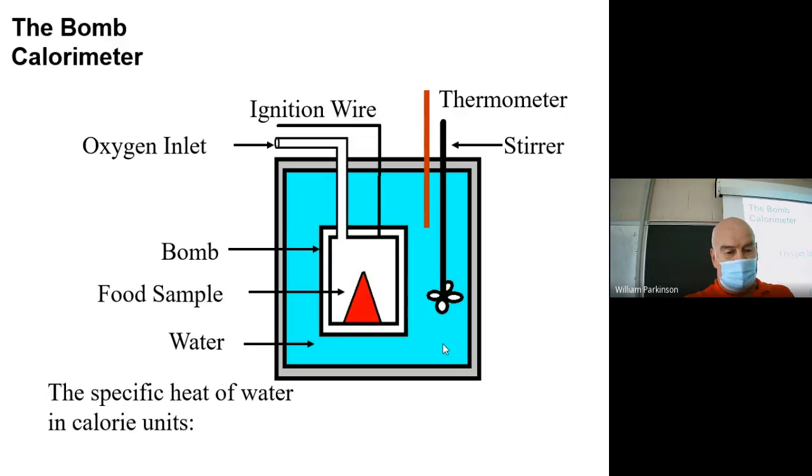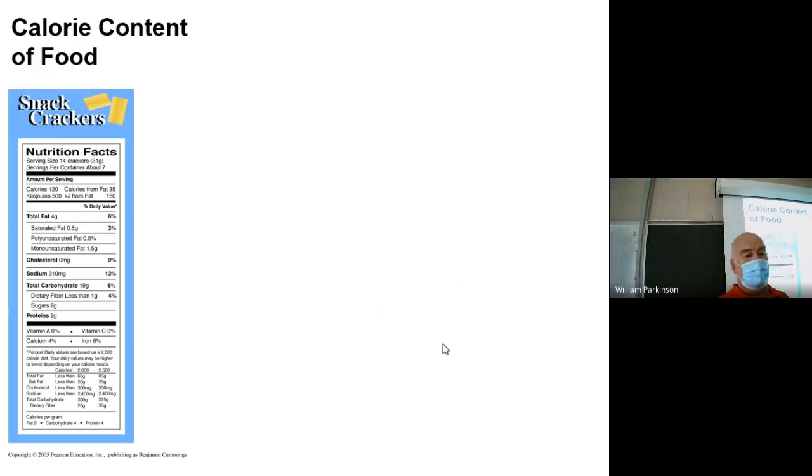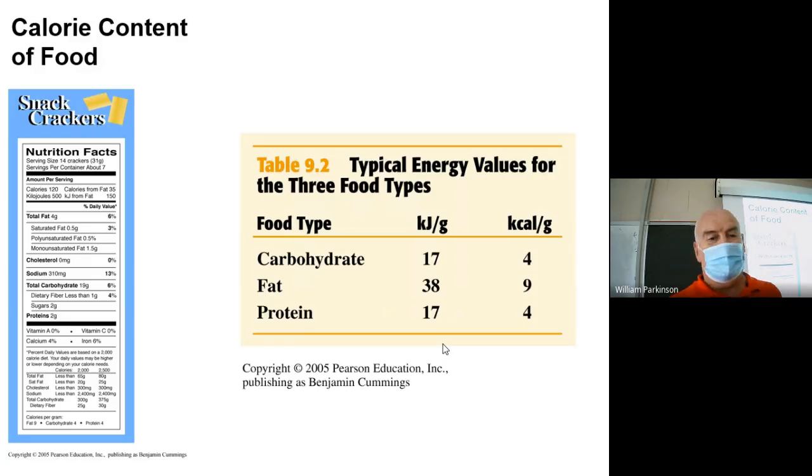So the specific heat of water, as we say there, is 1 calorie per gram per degree C. Every 1 gram of water goes up 1 calorie. So if I have a kilogram of water, it's going to go up 1 food calorie per kilogram per degree C. Okay, so when you look on the side of your box of food, it will tell you information about the calorie content present in those foods.